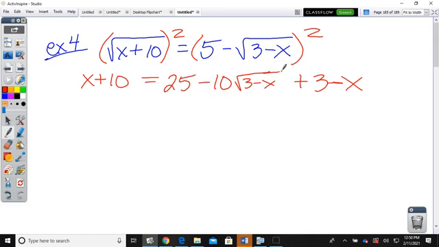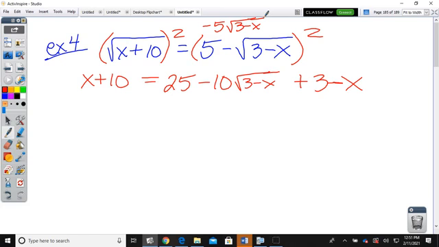I say this times this, which is negative 5 square root of 3 minus x. And had I written it down twice, how many times would I have gotten that? Twice. Because when you FOIL a binomial, when you square it, the middle terms are going to be the same every time. I'm going to get two of them. So negative 5 square root of 3 minus x and negative 5 square root of 3 minus x would make negative 10 square root of 3 minus x. Okay?